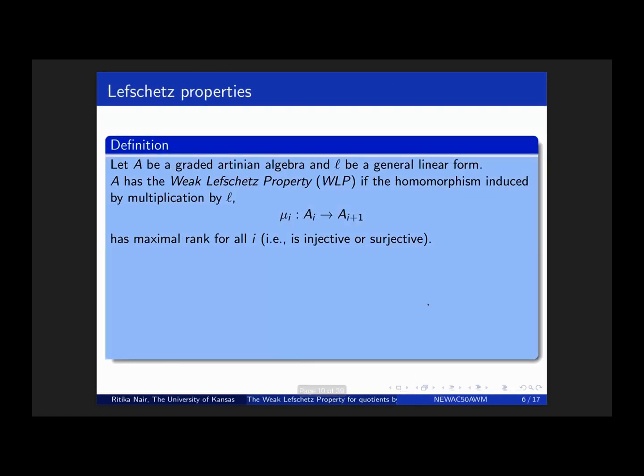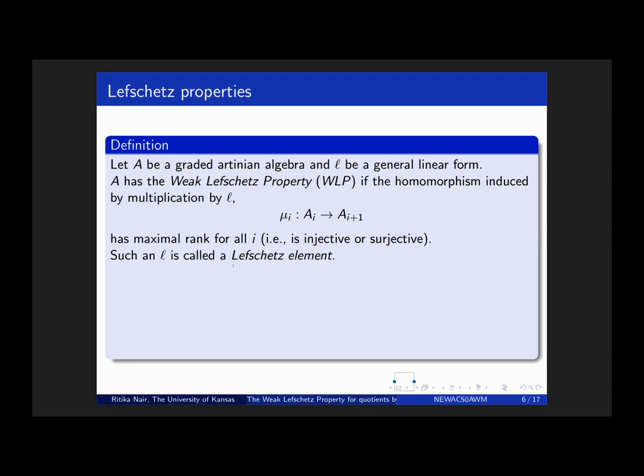So heading forward to the main topic of concern, what do we mean by the Lefschetz properties? If we have a graded Artinian algebra A and a general linear form L, A is said to have the weak Lefschetz property if the homomorphism induced by the multiplication by the general linear form L has maximal rank. So this multiplication we are doing with each graded piece. If we multiply the ith graded piece, it will be the map to the I+1th piece. And this map should have maximal rank for all I. Then we would say that this Artinian algebra satisfies the weak Lefschetz property. And an element which satisfies this condition for A would be called a Lefschetz element.